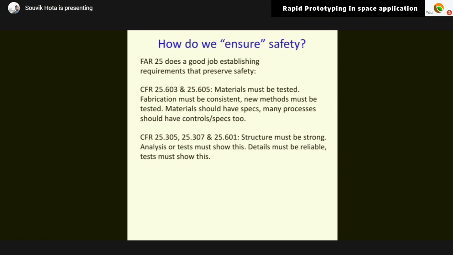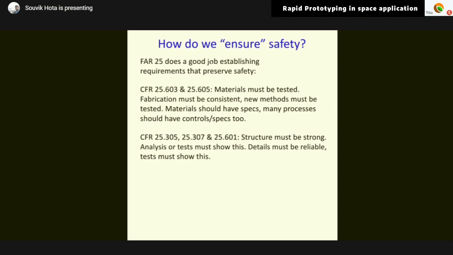So all these certifications are required to produce all the aircraft, all the structural components of an aircraft. So for that reason, we have to put our effort in the research area so that we can get certification for parts made using rapid prototype technology. In CFR 25.303, CFR 25.307 and 25.601, we know the structure must be strong. So to have a stronger, stiffer structure, we have to consider some new materials, so that we can integrate this kind of material in our rapid prototyping technology to produce the structural parts of our aircraft.